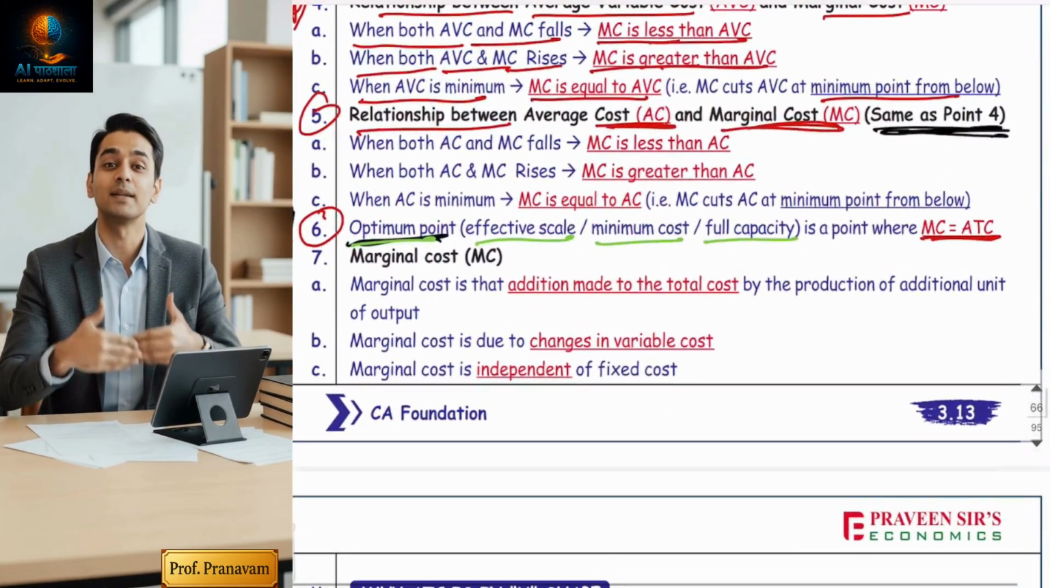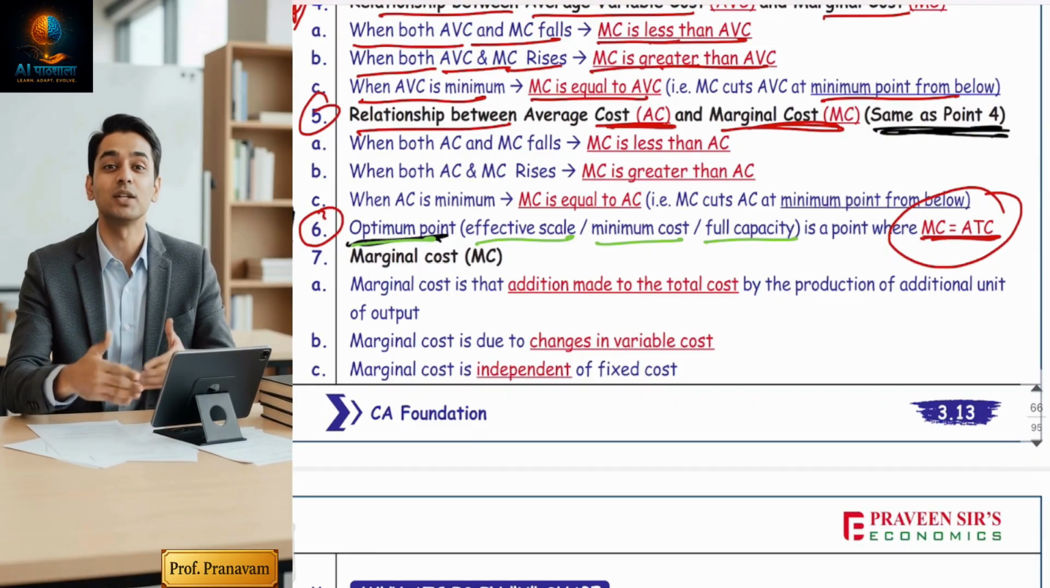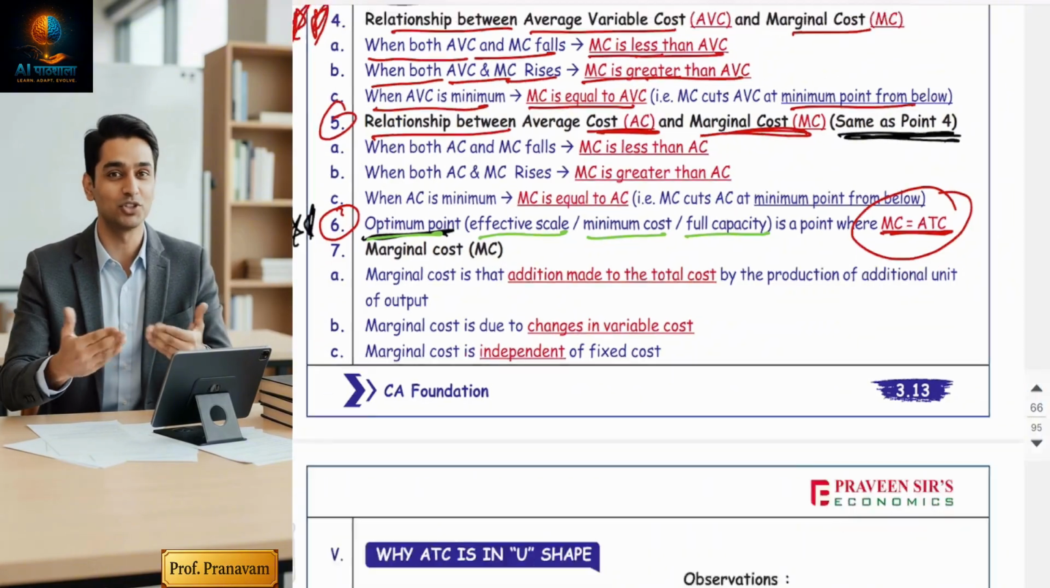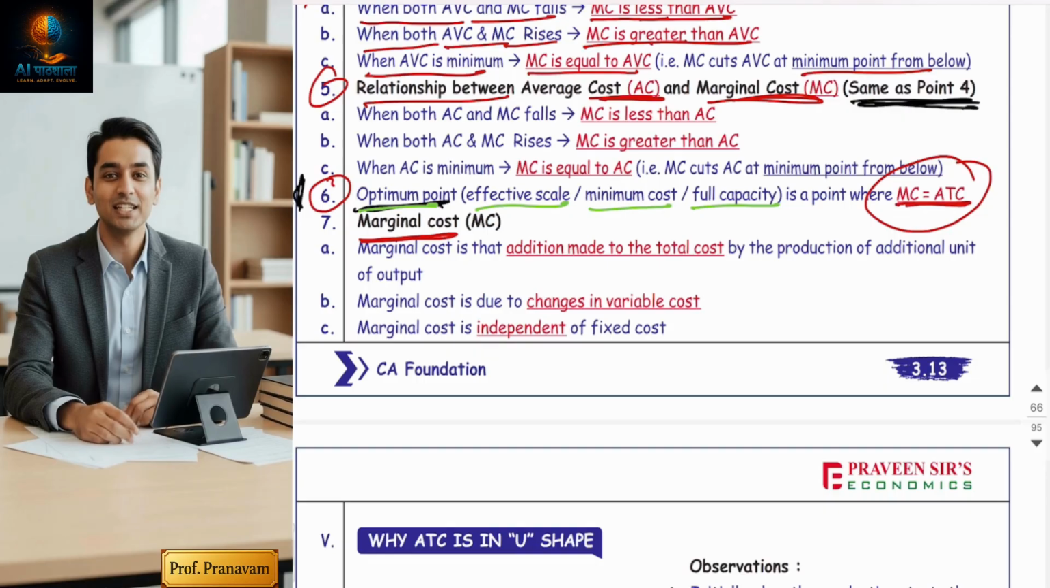Okay. So optimum point, you have to remember this formula. Now, MC is equal to ATC, means where MC cuts ATC from below is my optimum point. Yes, sir, we understood. Now the seventh and the last point.